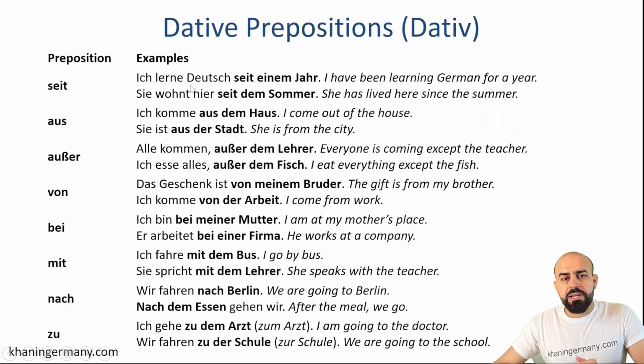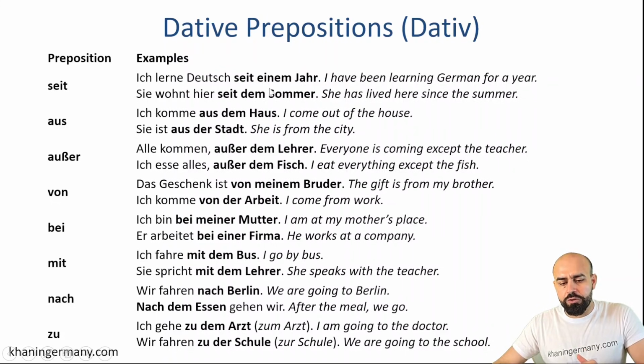Seit. Ich lerne Deutsch seit einem Jahr. I have been learning German for a year. Sie wohnt hier seit dem Sommer. She has lived here since the summer. Der Sommer will get converted to dem Sommer. Yeah? Aus. Ich komme aus dem Haus. I come out of the house. Sie ist aus der Stadt. She is from the city. Yeah? So die Stadt will get converted to der, okay? Das Haus gets converted to dem Haus. Yeah? Der Sommer, dem Sommer. Yeah?